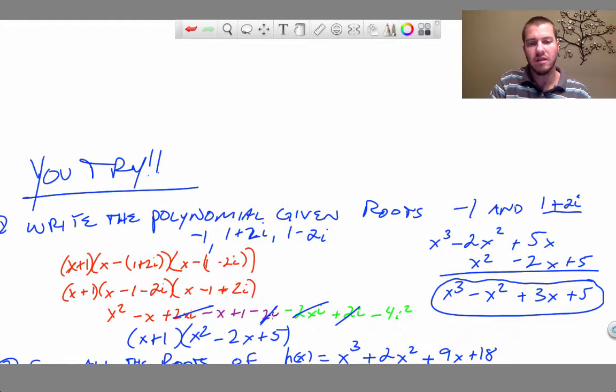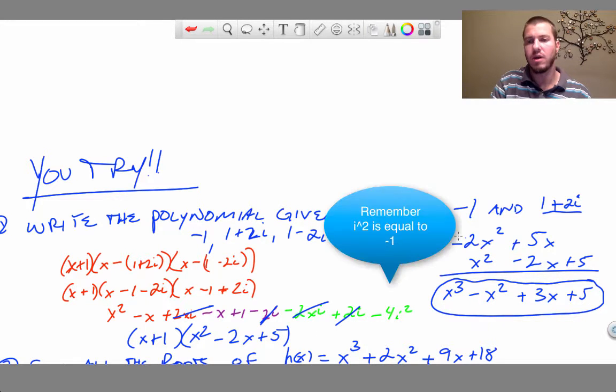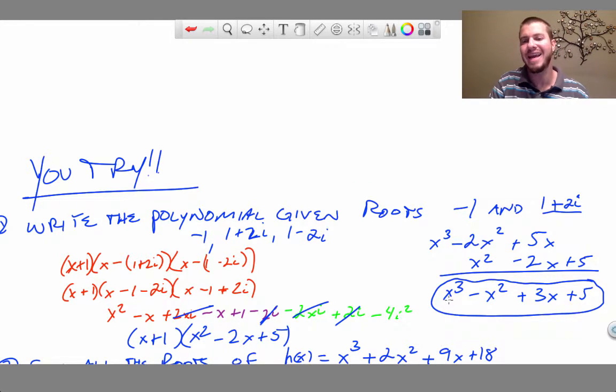The i's all canceled out. Positive 2xi, negative 2xi, negative 2i, positive 2i. So I get x squared. These two combine to be negative 2x, and then the positive 1 combines with this, becomes positive 4, and that becomes positive 5. So then when you multiply those two out, you end up with all these terms. Combine your like terms and x cubed minus x squared plus 3x plus 5.